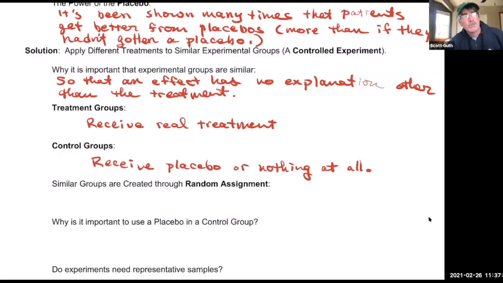So you've got two groups. Both of them have a treatment, really. One of them is cursive writing, the other one is block writing. Is there a placebo here? I don't think so. They have to write.